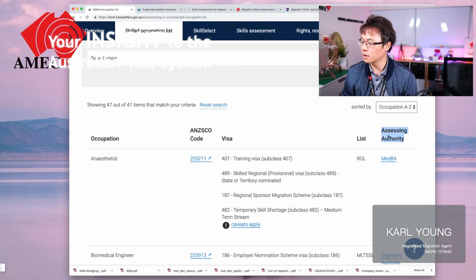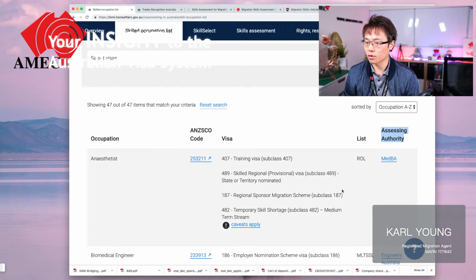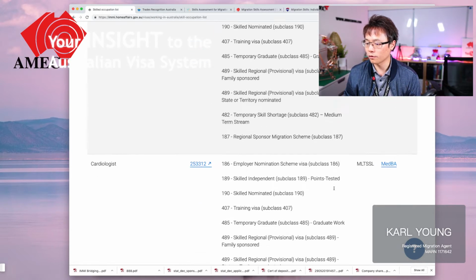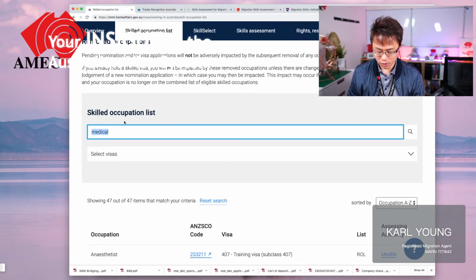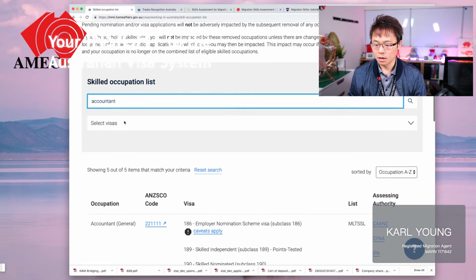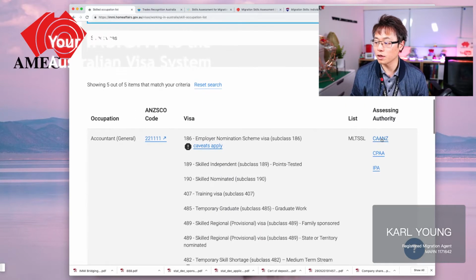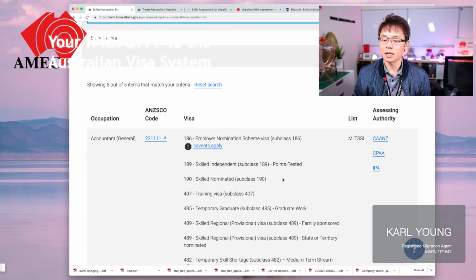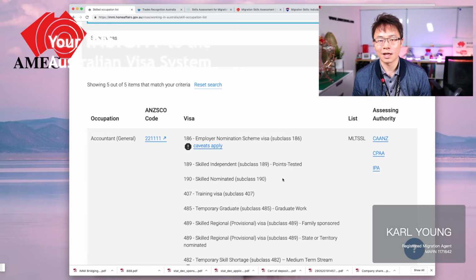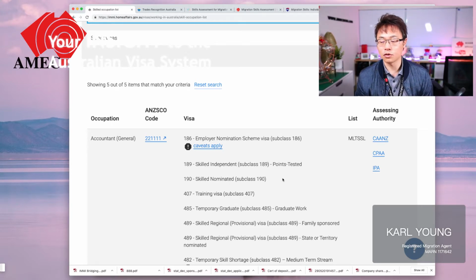Let me go down here. Okay, you can see the assessing authority. It actually shows you what authority you're required to go through. Okay, and if we punch in accountant, it will show you something different. Now there are 3 different assessing authorities for accountants. Okay, so basically that's how easily you can identify which authority you should go for.